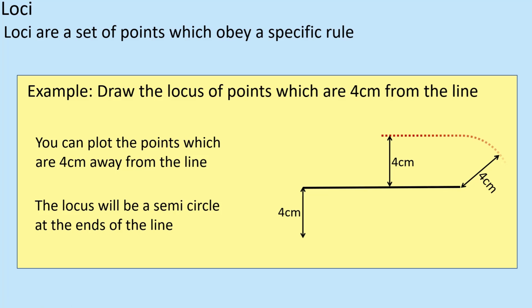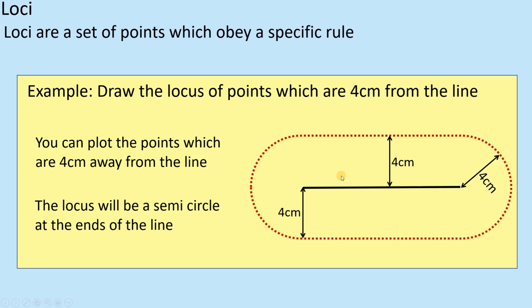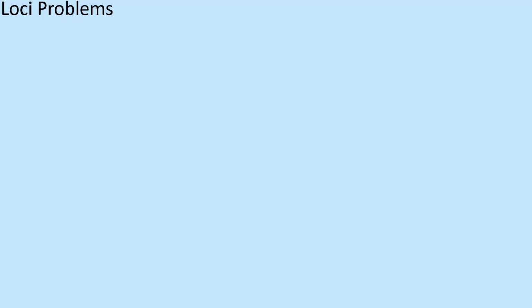So you've got 2 semicircles at the ends, and then effectively 2 straight lines along the sides, because it can be anywhere there. As soon as I start going diagonal, it's not going to be 4 centimetres anymore, so it has to be straight up until this point, and then because it's 4 centimetres from the line, it has to stay within that edge. So that would be the locus of points 4 centimetres from a line. All right, so that's the first one. There are a few of these to go through.